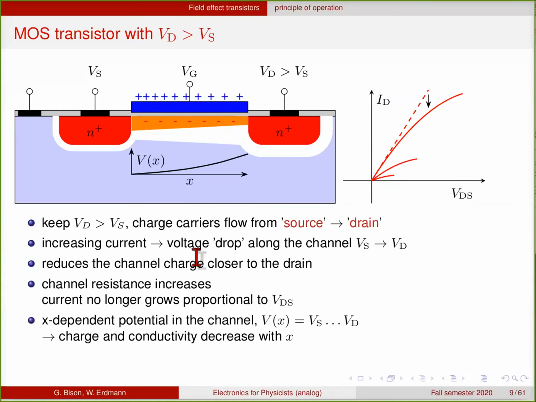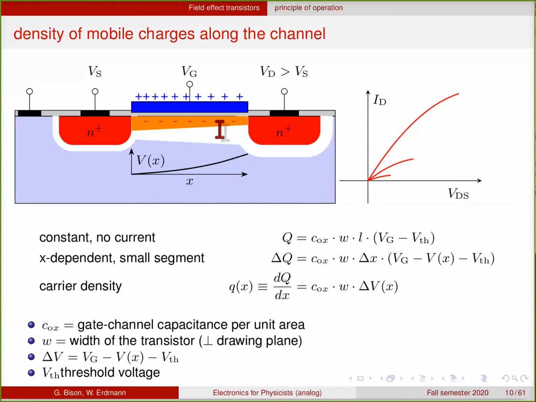This can then be described as having an x-dependent potential in the channel, where x is the coordinate along the channel from source to drain. And we'll later look at this voltage here as a function of this x. So here it changes from being 0 in this case to the drain potential over here. And as a consequence of that, you also have an x-dependent charge and conductivity.